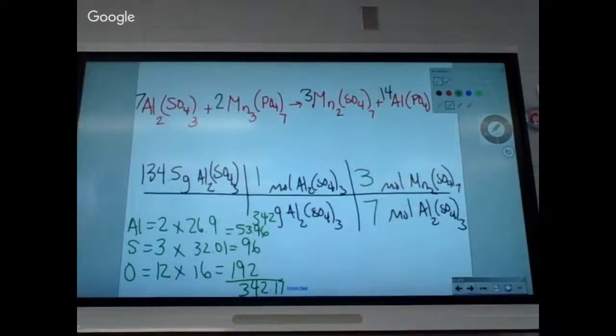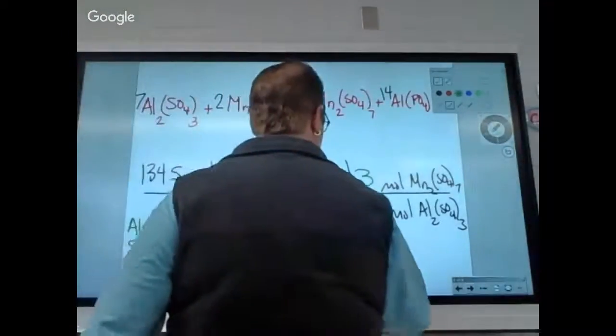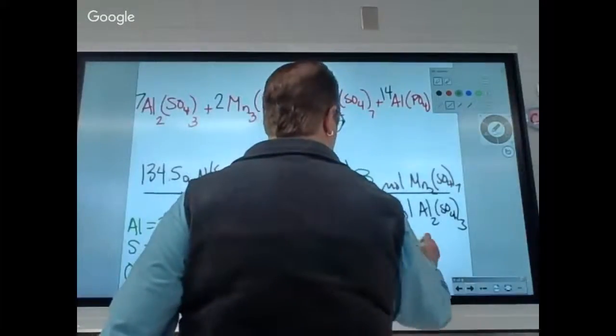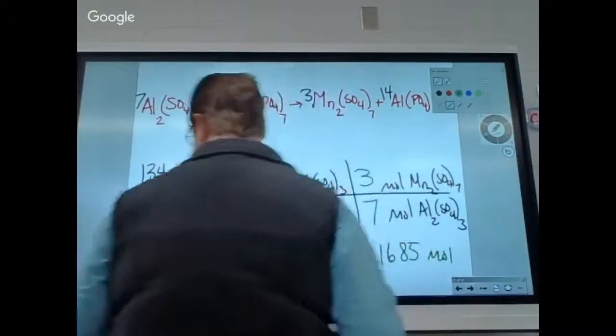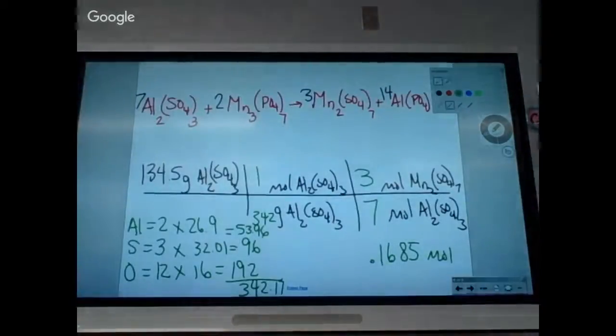Questions about the homework? Anybody? What was the answer? The answer was 0.1685. Now, at this point, you should be able to work all 3 types we've done so far. Should is a strong word. But now you're going to show us another one.